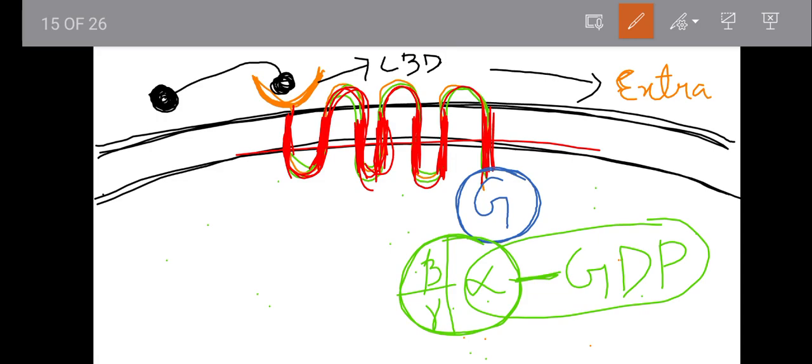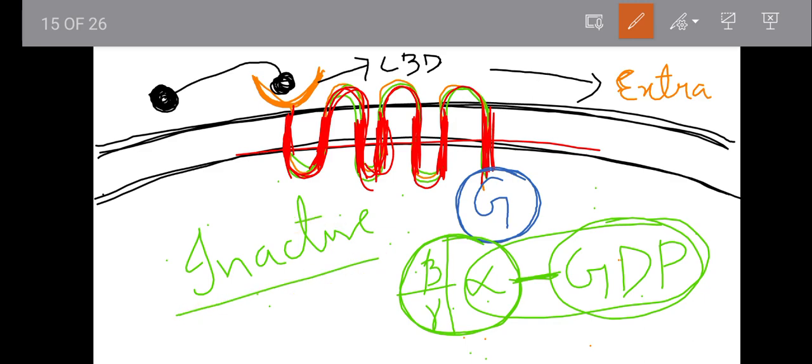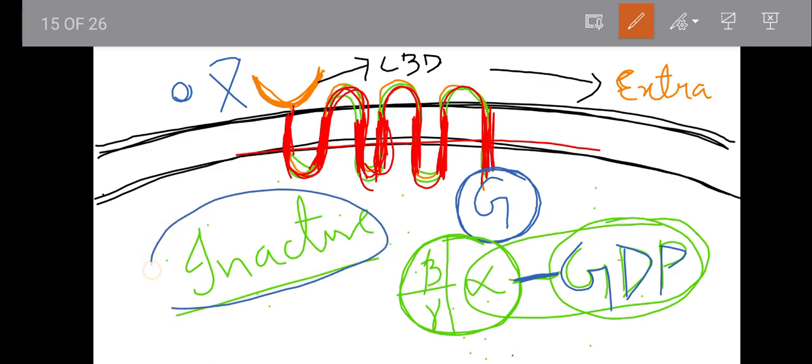Whenever GDP is attached to alpha, it indicates that the receptor is in inactive form. The receptor is inactive. It means there is no ligand bound outside. There is no ligand over here. Obviously it will show a response when any kind of ligand comes and binds to this particular binding site. But here there is no ligand. When there is no ligand, alpha will be attached to GDP. So it indicates that the receptor is in inactive form.